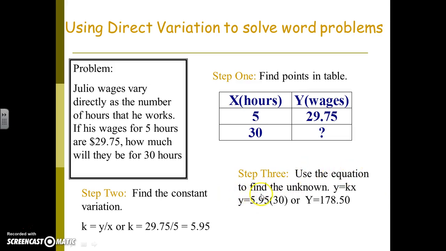So now to use the equation y equals kx, we know if we worked for $5.95 per hour, and we worked for 30 hours, we would multiply the two to get 178.50, and that would be dollars.